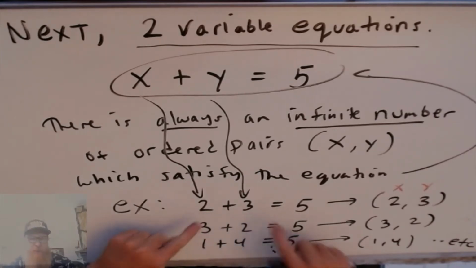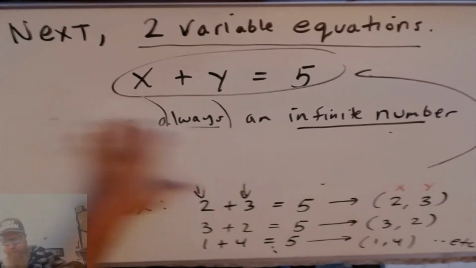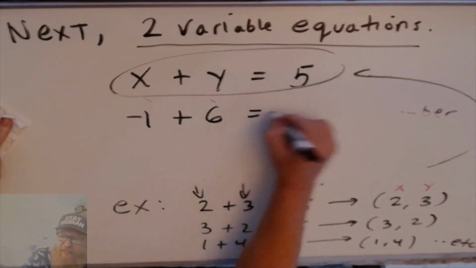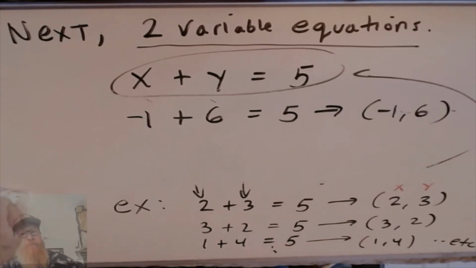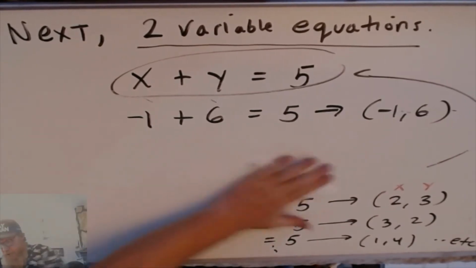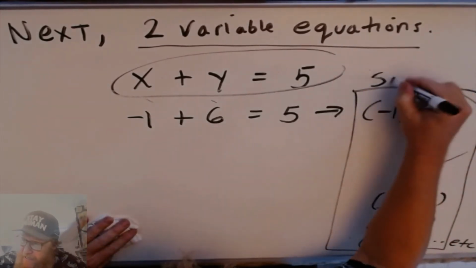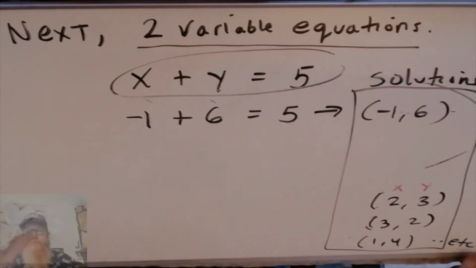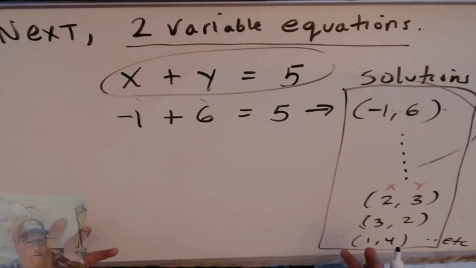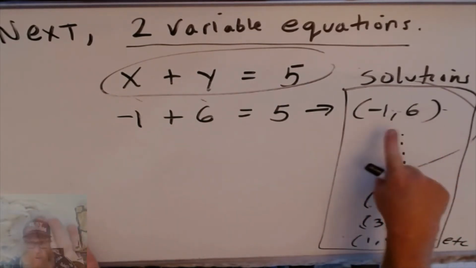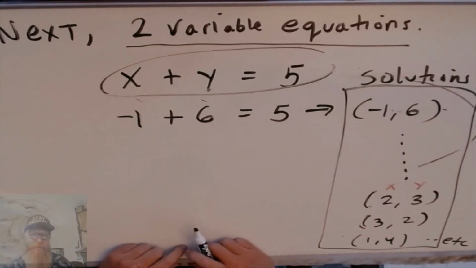You could sit here all day making up solutions. So you have 0 plus 5. That would be an answer. Or you could even use negatives. Maybe I'll do one more. Negative 1 plus 6 is equal to 5, so that would be negative 1 and 6. So the solutions are the ordered pairs. Every single possible pair of x's and y's, in that order, that in this particular example add up to be 5.